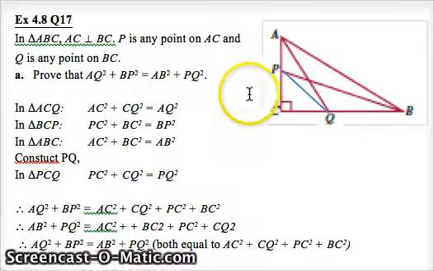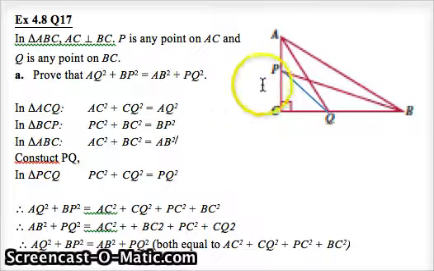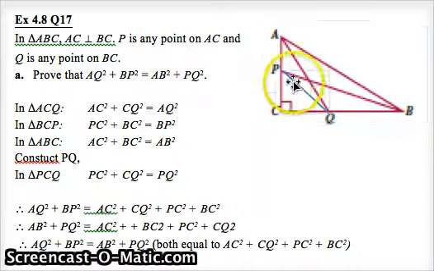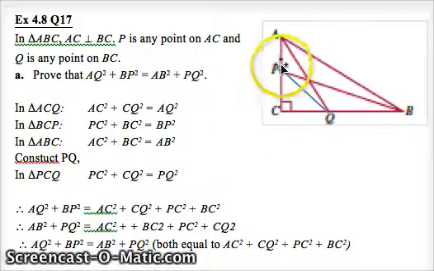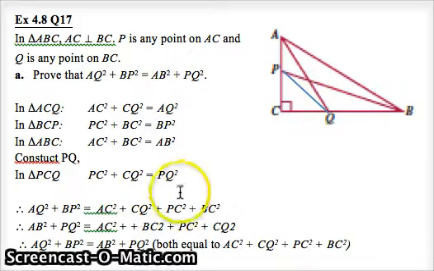As I said before, we've constructed the line PQ, and so we need an expression here for PQ squared. We can see it's the hypotenuse of triangle PCQ. So then we say in triangle PCQ, PC squared plus CQ squared equals PQ squared. Now we can use those four statements and come up with an expression for AQ squared plus BP squared.